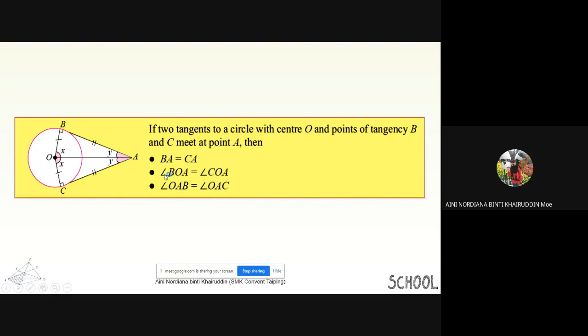Okay. Angle BOA equals to angle COA. So BOA is X. So angle here equals to angle at the bottom. Okay, here equals to this one. So if here is 30, the bottom also 30. Same goes to value of angle here, angle at A. So let's say this is 60, this one also 60. Of course, 90 minus 30 is 60.